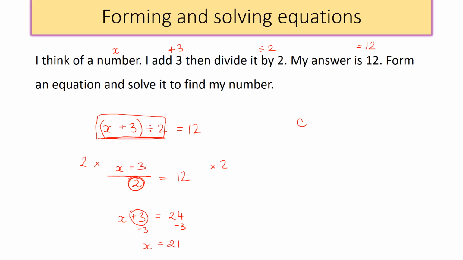I can check my answer. Let's check. So if I start with 21, so this is the number I think of, then I'm supposed to add 3. So this is 24. Then I divide by 2, and that is 12. And I was supposed to get 12, so I know that's correct.